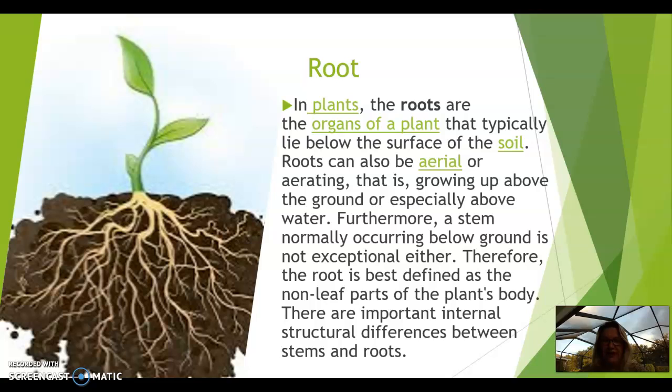The root in plants is basically the organs of the plant. They usually lie below the soil, and that's how they get their nutrients from the soil. The roots are another part of the plant's main body, which helps them support themselves, and this is how the plants are able to grow.